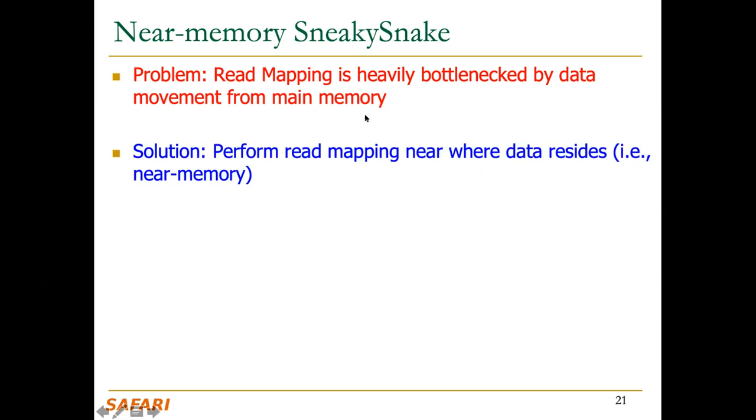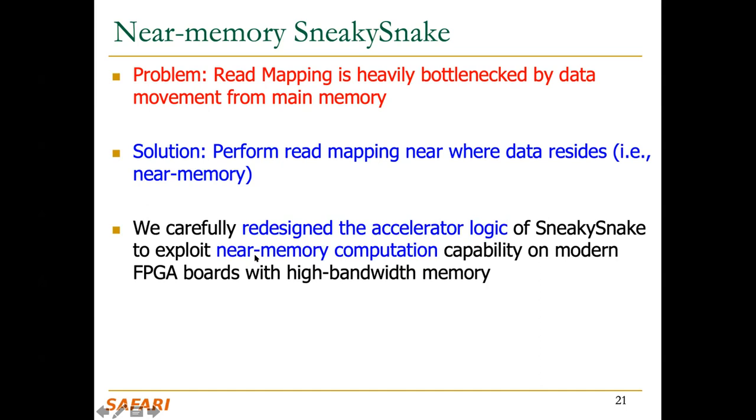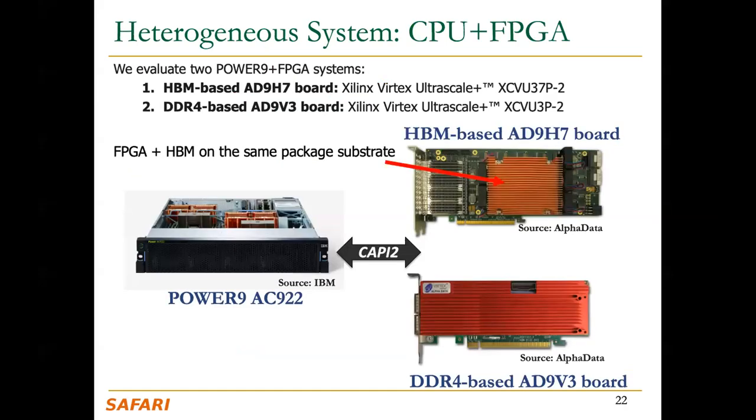So our solution is to perform read mapping near where data resides, and we carefully redesign the accelerated logic of SneakySnake to exploit near-memory computation. That is a capability, a nice feature, provided by Xilinx in their recent boards, this is the board number. So you can go with UltraScale boards. Most of them have this high bandwidth memory, or HBM, which is located next to the FPGA logic. So you have the chip located either in the same package or very next to it. It is different from 3D-stacked memories, but these memories have very high bandwidth, where you can fetch a huge amount of data with less latency to the FPGA logic to do the computation.